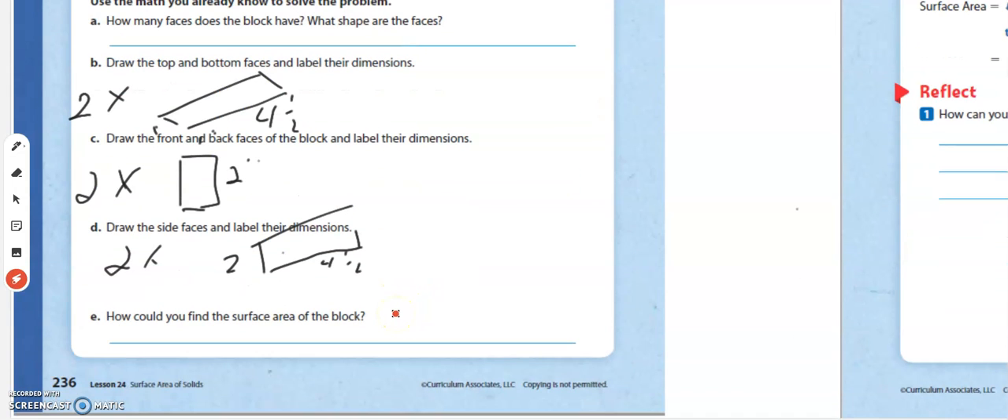So how can we find the surface area of the block? Well, this one is 4.5 times 1. All of that is going to be multiplied times 2 because there are 2 of them. This one was 2 times 2 and the 1.